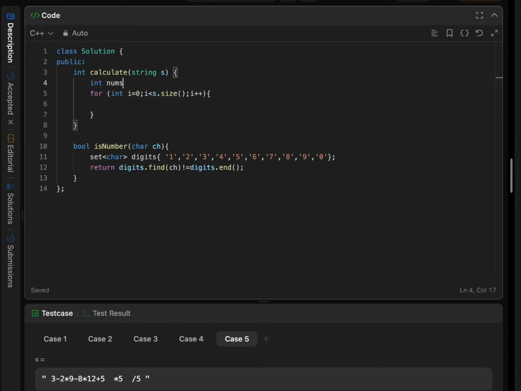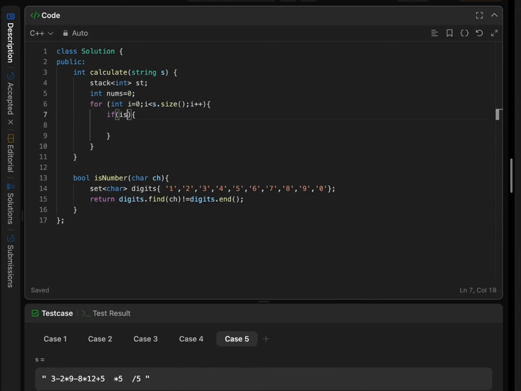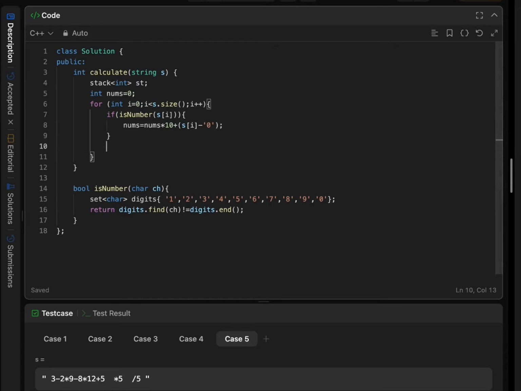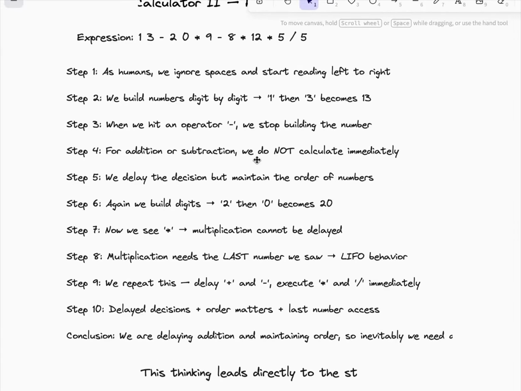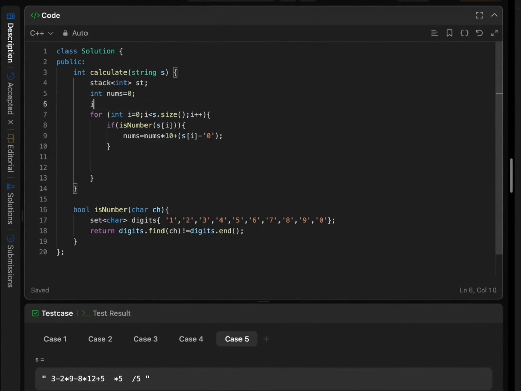So let's, as we are going to use a stack, we use a stack. Okay, so if it's a number, we will keep building the number, nums into 10 plus. So for addition or subtraction, we do not calculate immediately, we delay the decision but maintain the order of numbers. Okay, so the initial operation will be by default plus, as we discussed.